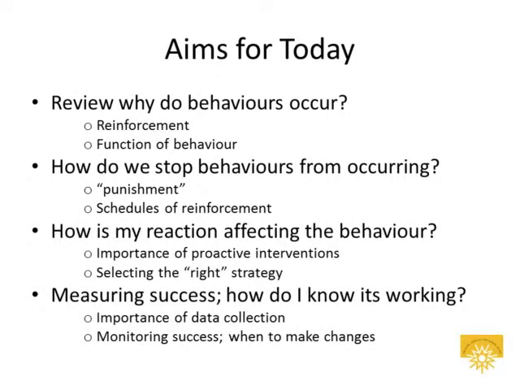So our aims for today are to review why behaviour occurs, to look at the principles of reinforcement and the function of behaviour. We're also going to look at how we stop behaviours from occurring. We're going to review the principles of punishment and the schedules of reinforcement. We're going to consider how your reaction is affecting the child's behaviour, thinking about the importance of proactive strategies and selecting the right strategy based on the child you're working with, and then talk about how to measure success and how to know the intervention we've implemented is working. It's really important to take data to monitor success so you know when to make changes.